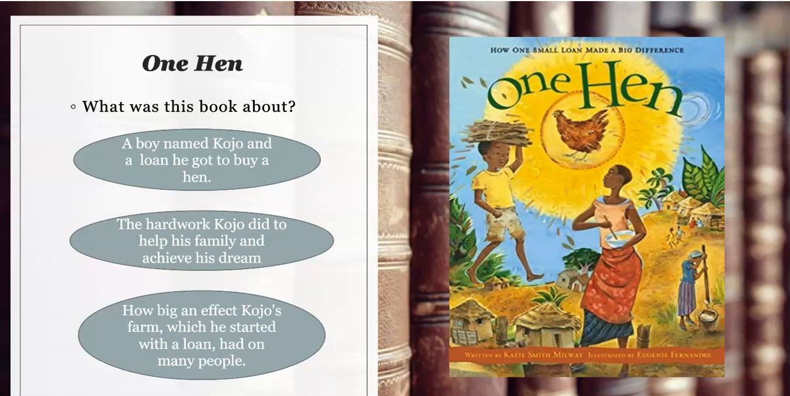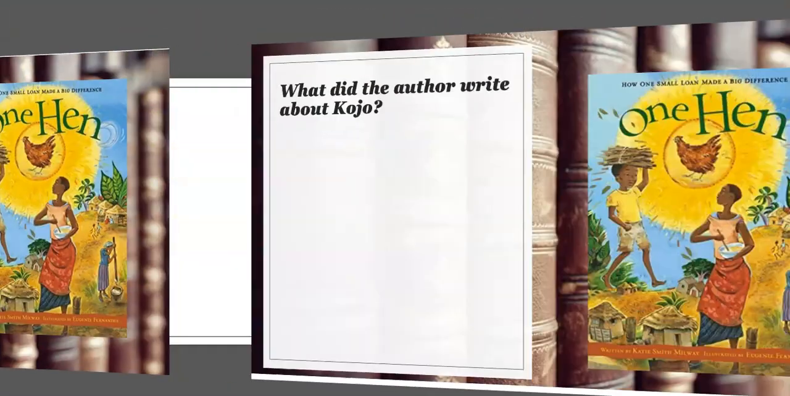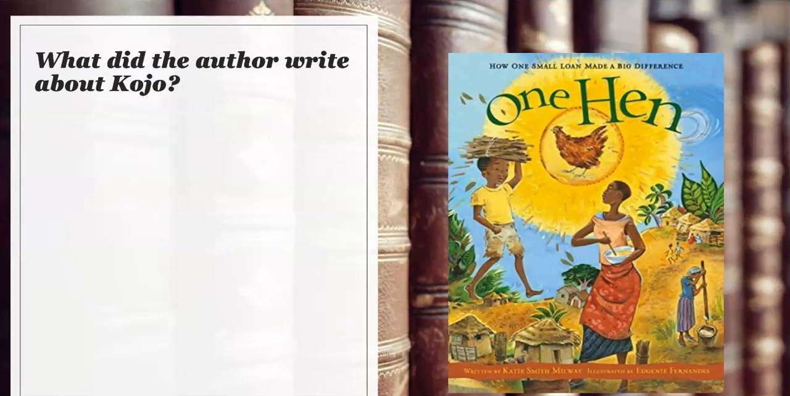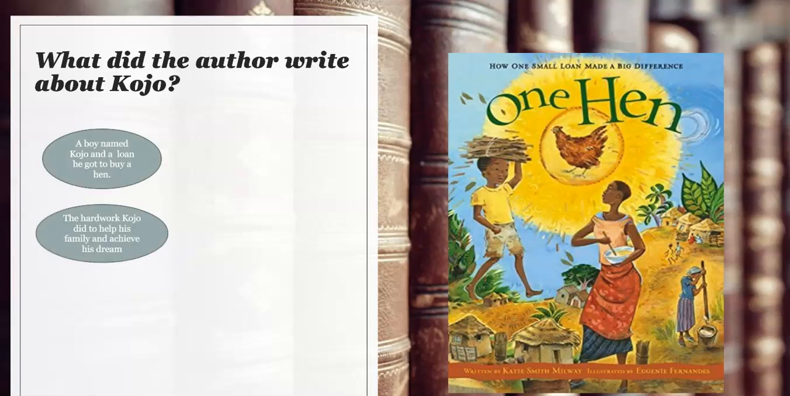So now that I know what the story's about, or I jogged my memory again, what did the author write about Kojo? I'm sorry, that should be why. I apologize. Why did the author write about Kojo? Well, when I see that he got a loan and the hard work Kojo did to help his family achieve his dream, well, that's information.